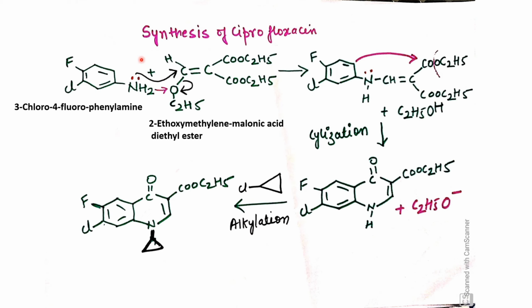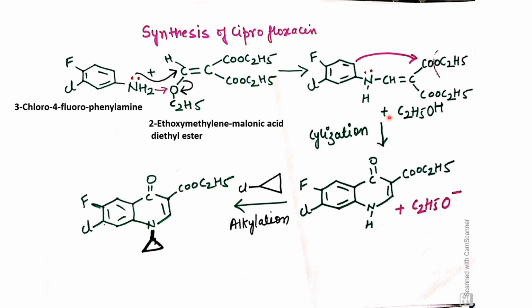Synthesis of ciprofloxacin. For synthesis of ciprofloxacin, we need 3-chloro-4-fluoro-phenylamine and 2-ethoxymethylene malonic acid diethyl ester. When they fuse together, the nitrogen will form a bond with this carbon with double bond and it will liberate the OC2H5. So here one of the hydrogen from NH2 group and OC2H5 they will form ethanol molecule and NH will form a bond with this carbon double bond.